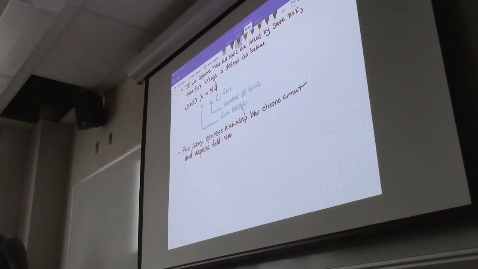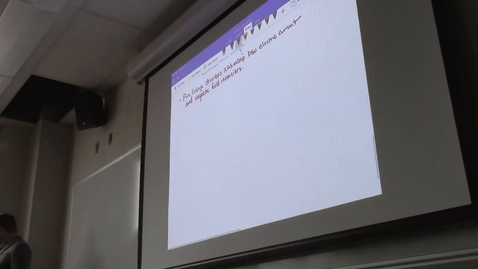So flux linkage is an important value, right? Because it does describe the relationship between the electric field and the magnetic field, electric current and magnetic field intensities. Okay. Okay, inductance.